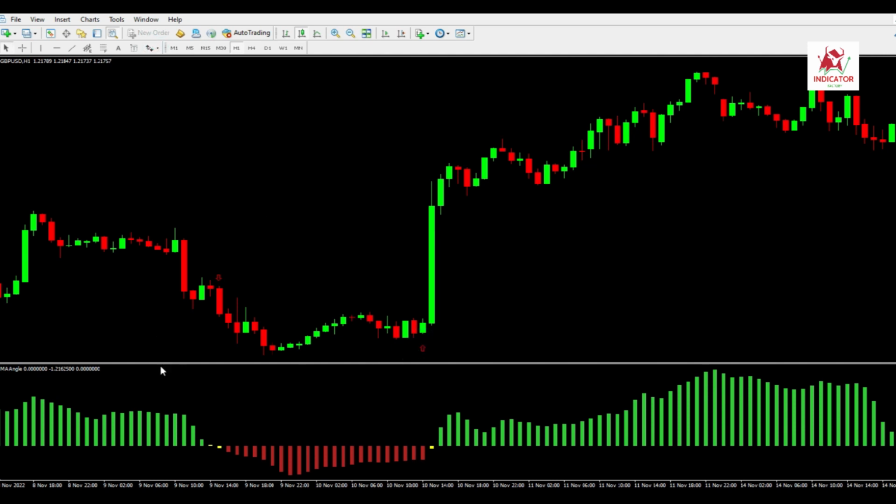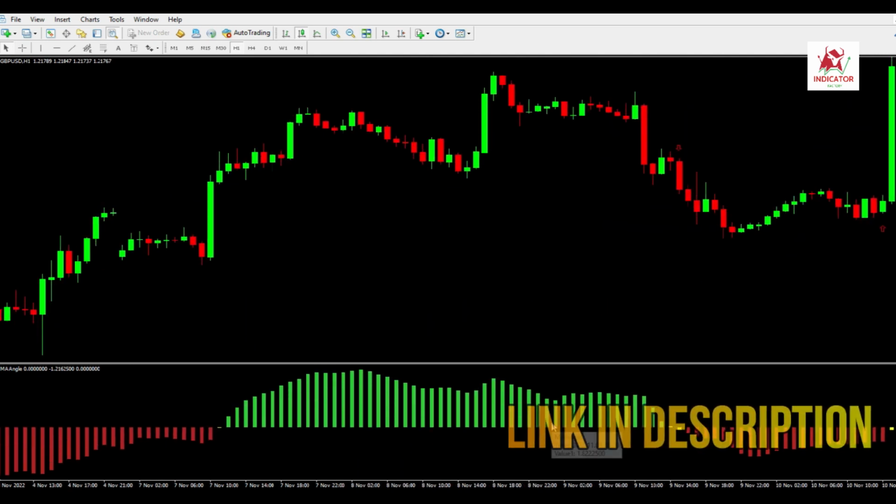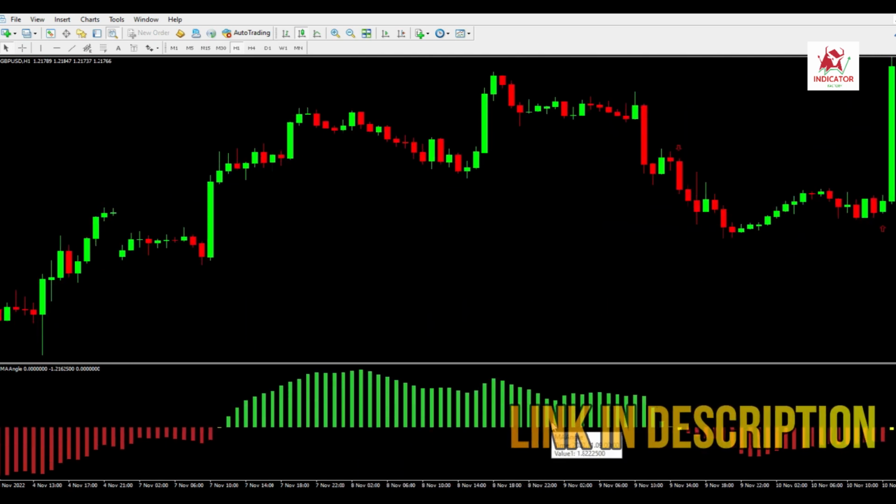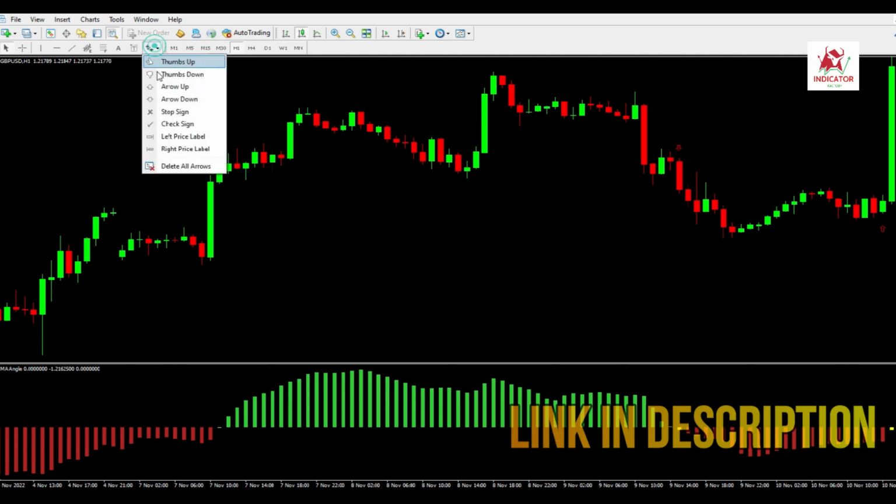MAAngle. The MAAngle is an indicator which measures the slope of a moving average. The idea behind this is that as price starts to trend, the slope of a moving average becomes steeper. The steeper the slope, the bigger the value that the MAAngle indicator plots. The steeper the slope, the stronger the trend tends to be.